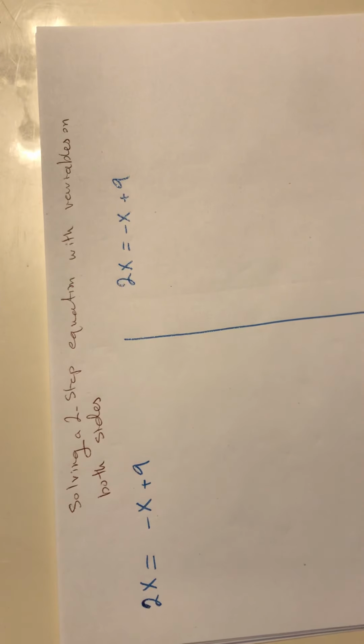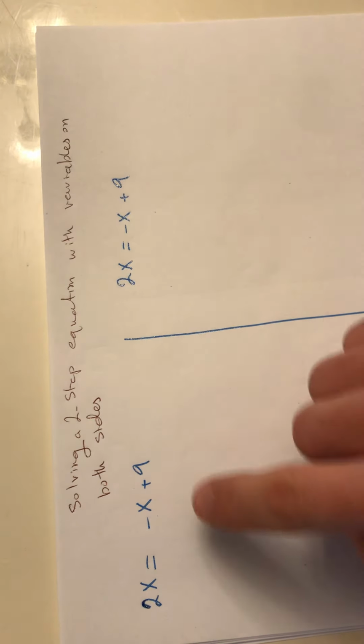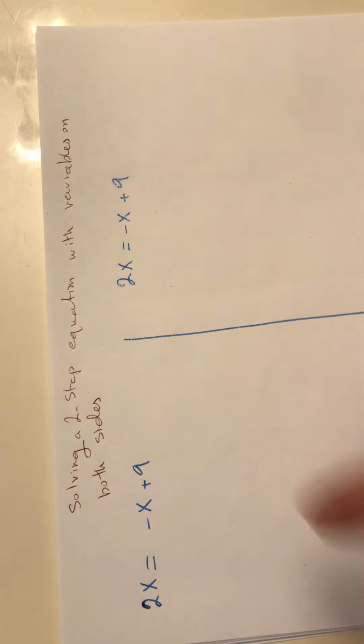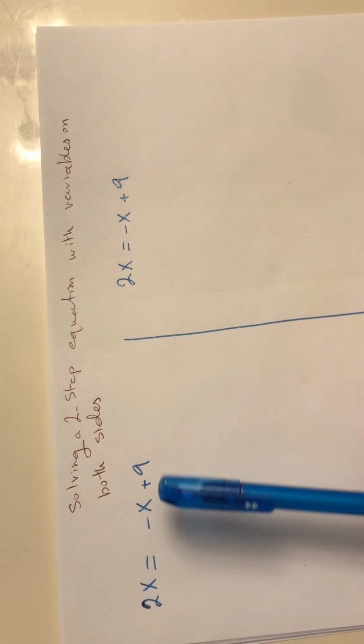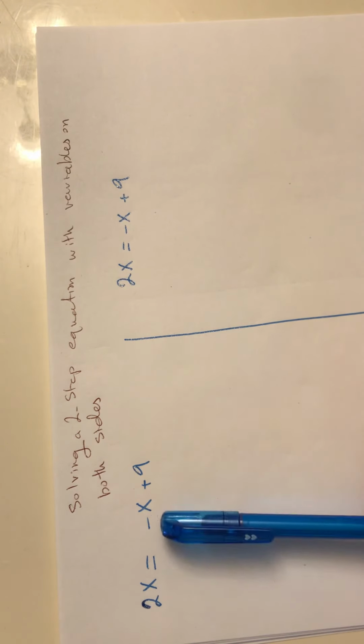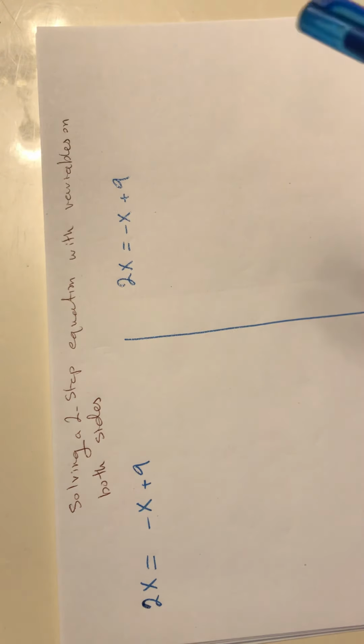Hello class, again this is another problem that could be difficult for some of you if you haven't seen it before. Here we're going to be solving a two-step equation with variables on both sides. So in this case we're only going to be dealing with one variable, of course. So we have 2x equals negative x plus 9. How do we solve this?